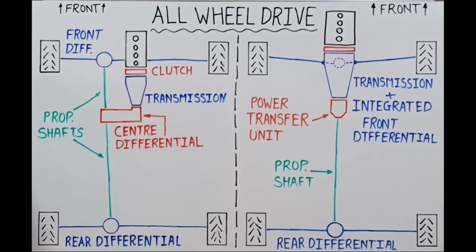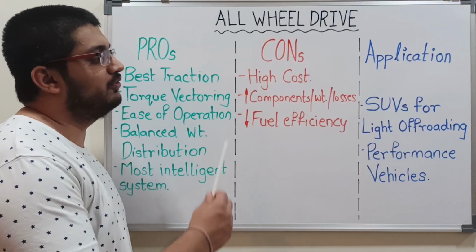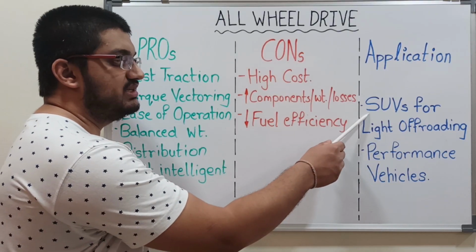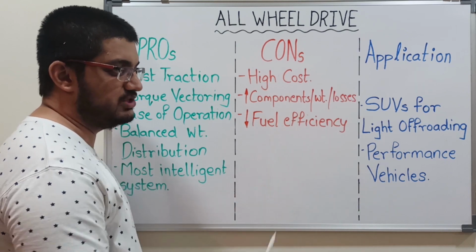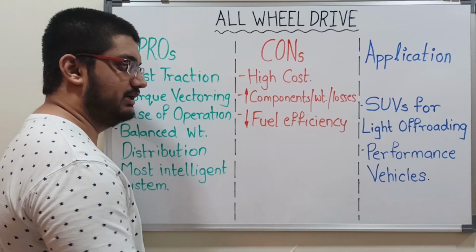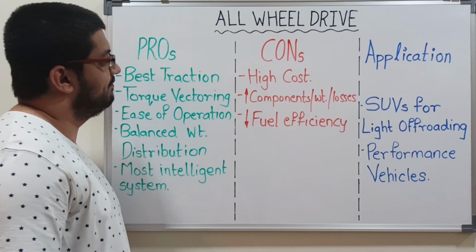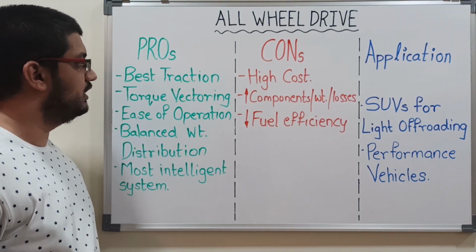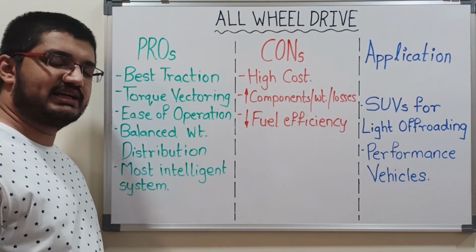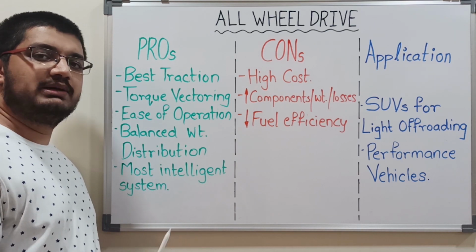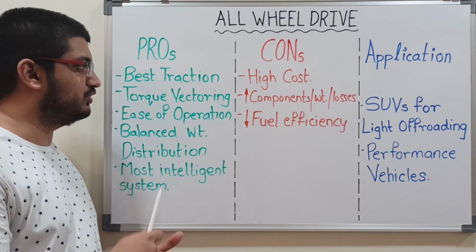And now to end with, let's discuss all-wheel drive type of layout. So all-wheel drive type of layout is majorly used in SUVs, which are used for light off-roading, premium SUVs, and also in some performance vehicles, premium segment vehicles. Then let's move on to the pros. The best pro is obviously best traction. All-wheel drive type of layout has the best possible traction in all the types of layouts.